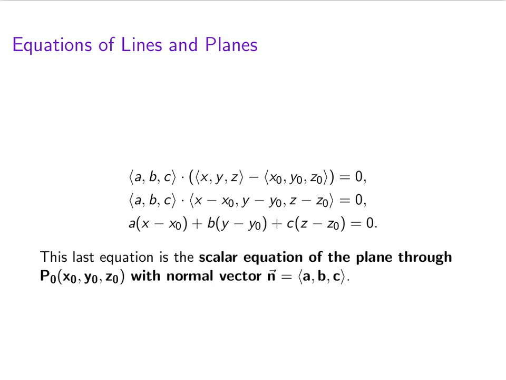This is called the scalar equation of the plane through the point P0 with normal vector n. P0 has coordinates x0, y0, z0. n has components a, b, c. We are going to use this equation quite a lot in this class, so you want to be familiar with that. Okay, that's all for now.